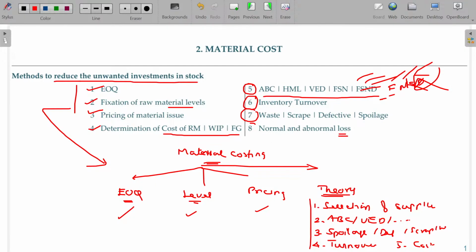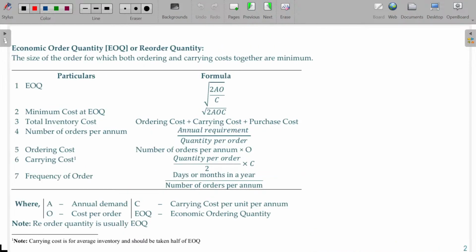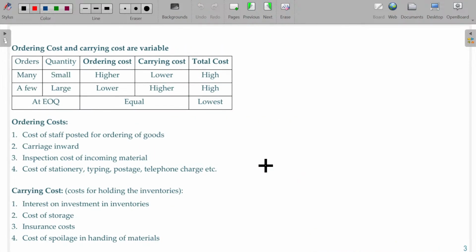We'll see that here. And your stock may sometimes be lost. The loss may be due to the normal course of action. Sometimes it may be for an abnormal reason. So in case of normal, how can we handle? In case of abnormal, how can we handle? All these aspects are going to be covered in material costing. Predominant calculation parts are over with this. The rest of the things are small illustrations. So EOQ we have completed.